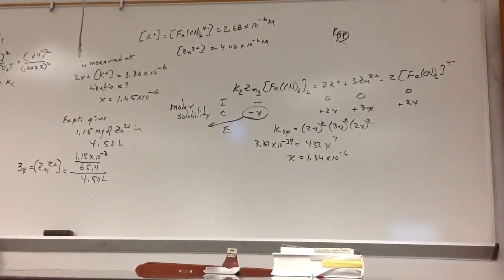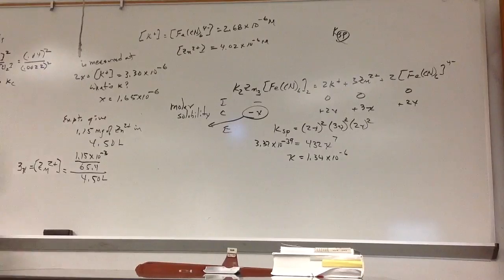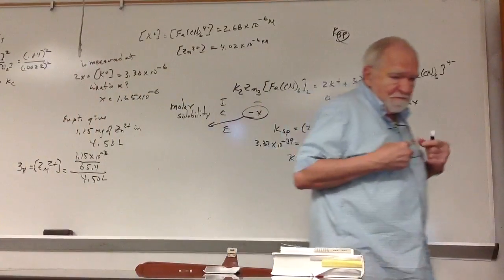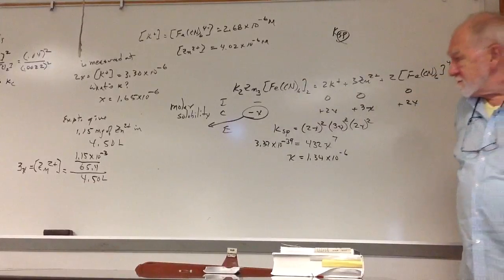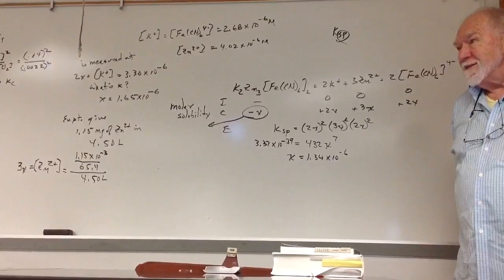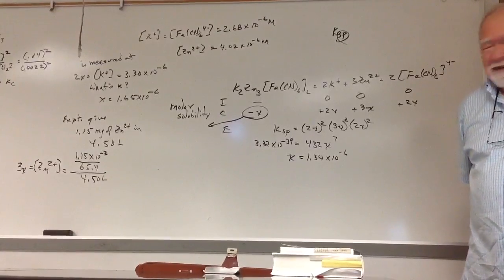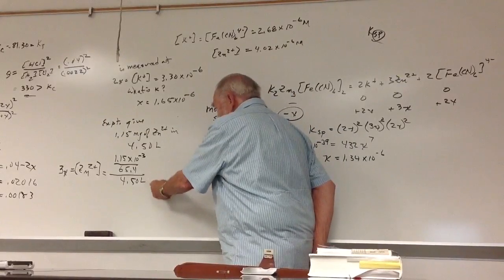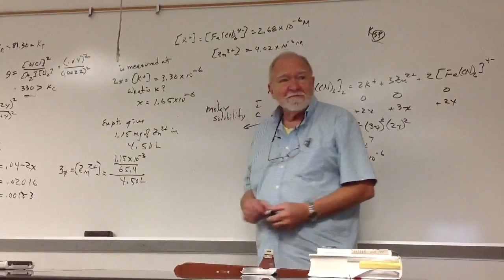Question? Along those lines, I assigned something in the homework set. But yeah, the 65.4, that's the atomic weight of zinc. I looked it up on the periodic table. Okay, so I can do the moles. Yeah, in other words, grams over atomic weight is moles, over liters is molarity.